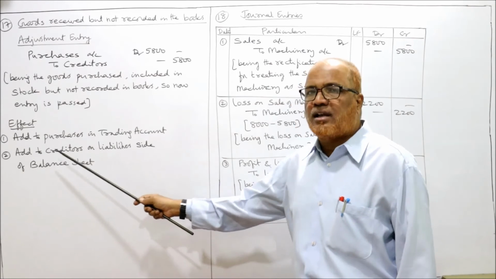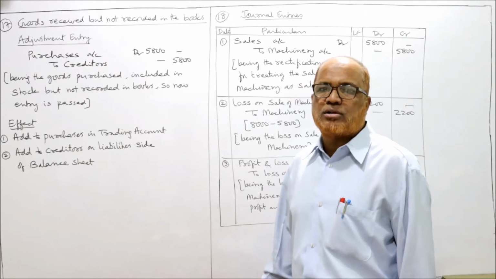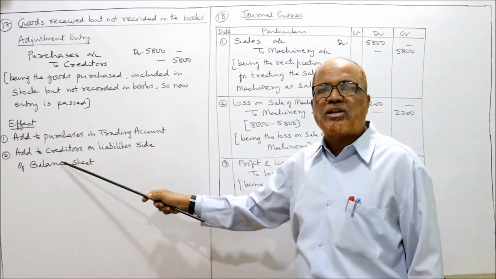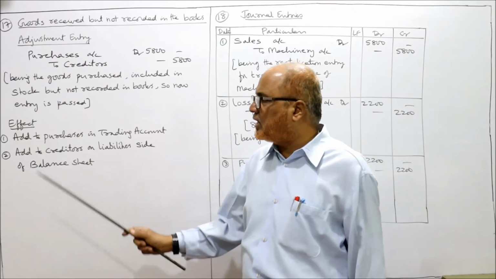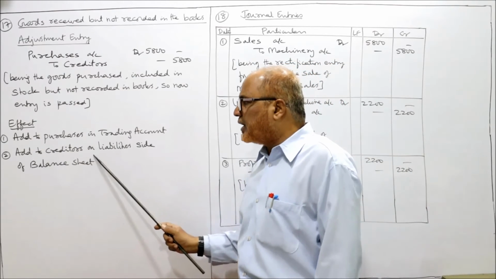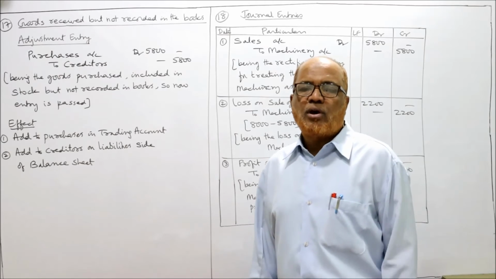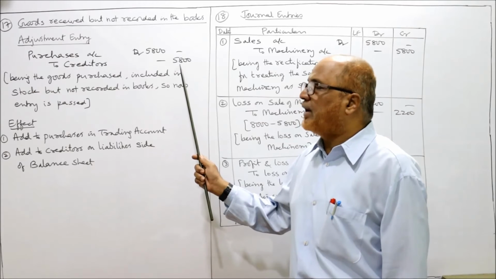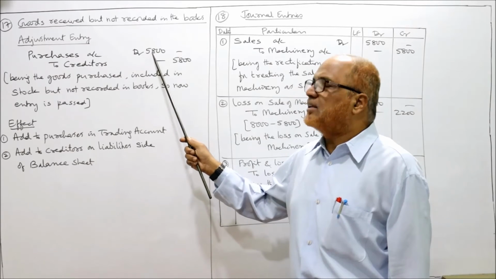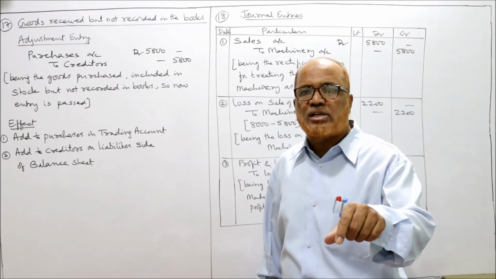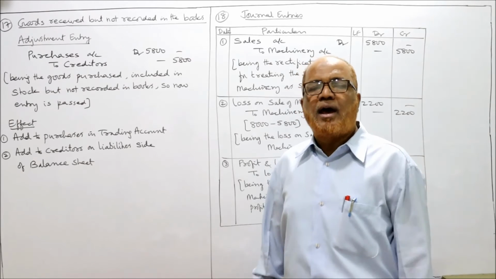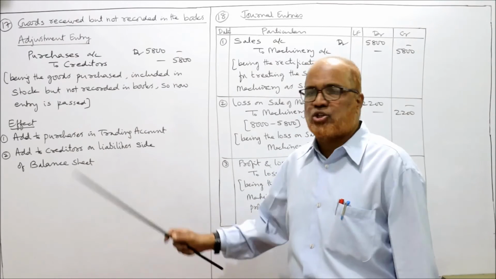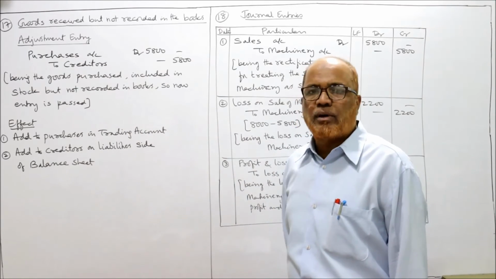What is the effect of this entry? Add to purchases and trading account. After passing this entry, we have to add this amount to purchases on the debit side of trading account. Similarly, add to creditors on the liability side of the balance sheet. On the balance sheet, the liability side will have creditors. To that creditors, we add 5,800. So simply, 5,800 should be added to purchases on the debit side of trading account and 5,800 added to creditors on the liability side of the balance sheet. That's all. This is problem number 17.